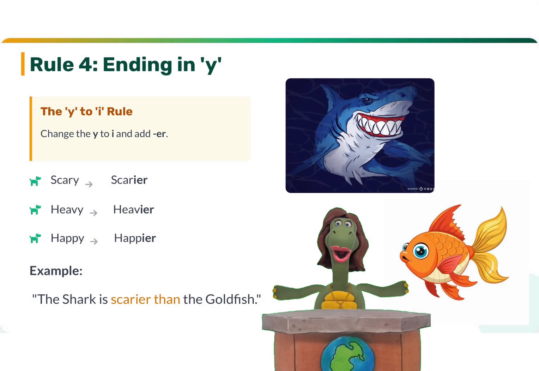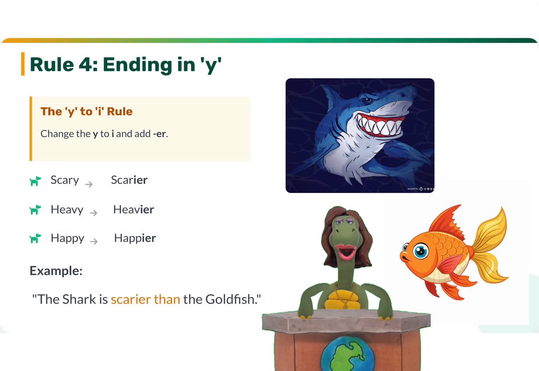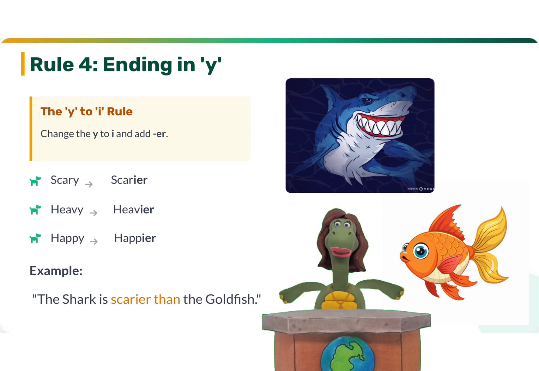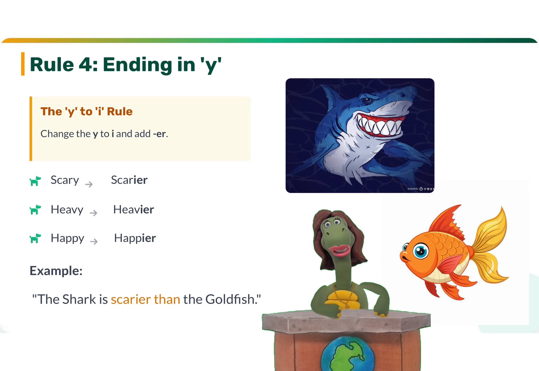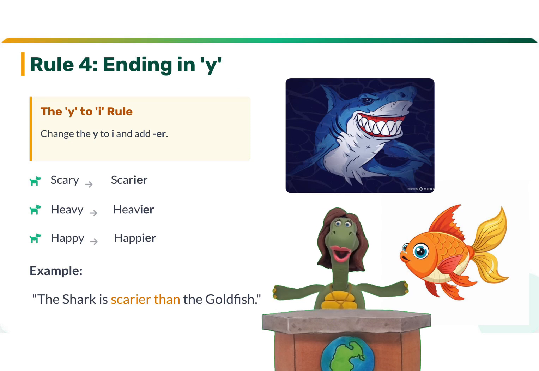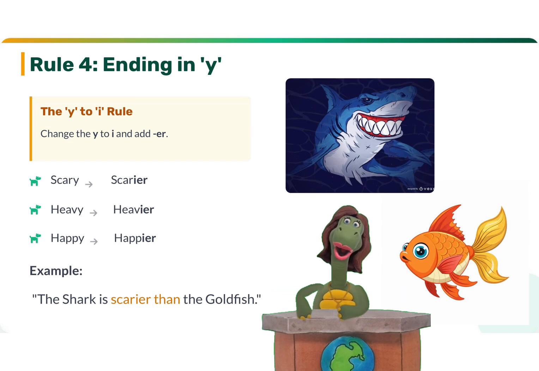Our fourth rule is Rule 4, adjectives ending in Y. This is the Y to I rule. We change the Y to an I, and then add -er. Scary becomes scarier, heavy becomes heavier, and happy becomes happier. Our example compares a shark and a goldfish. The shark is scarier than the goldfish.